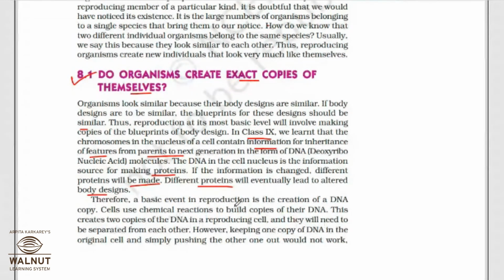Now, therefore, the basic event in reproduction is the creation of DNA, or you can say copying of DNA. Another term given to this is DNA replication. Cells use chemical reactions to build copies of DNA. This creates two copies of DNA in the reproducing cell, and they will need to be separated from each other.